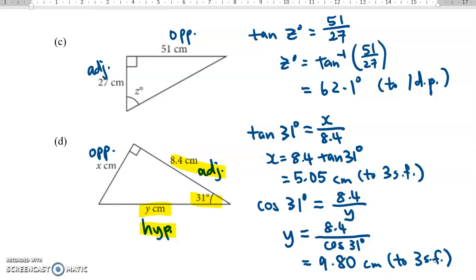Now for this part D, if you choose to use the value of x to help you find the hypotenuse, you can also do so, because I can make use of the two shorter sides of the right angle triangle to find the hypotenuse. We'll now go on to the next question.